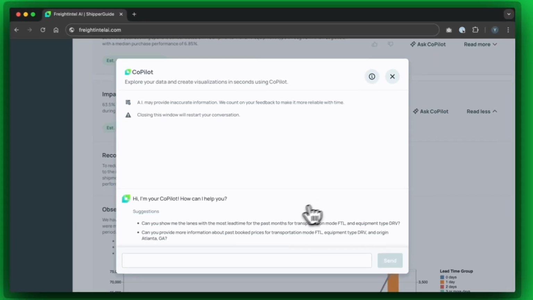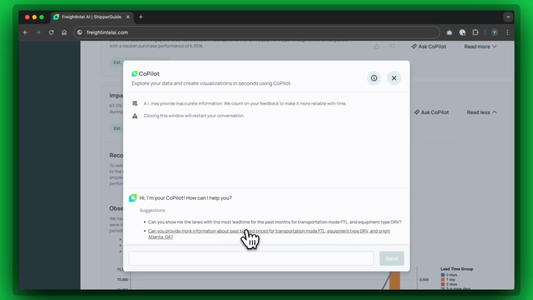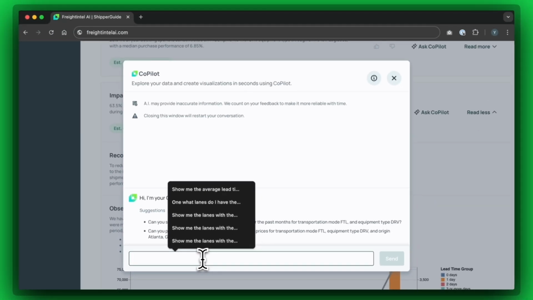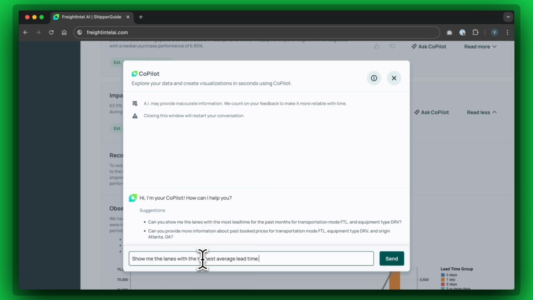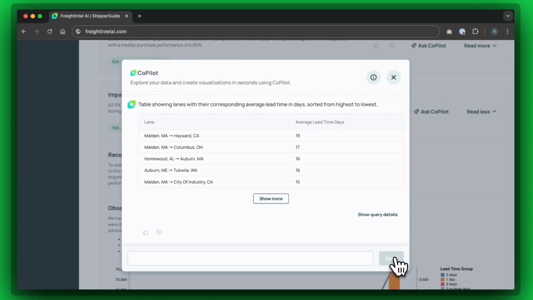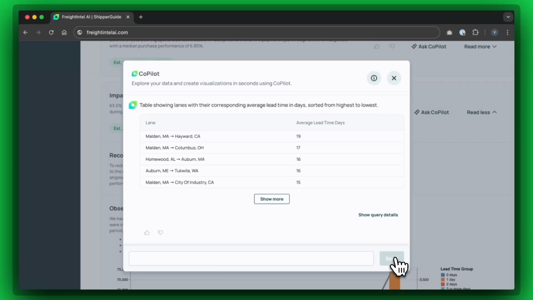CoPilot will automatically suggest some questions to ask regarding the insight and observations, or the shipper can type in their own questions or requests. For example, the shipper could ask, show me the lanes with the highest average lead times. Almost instantly, CoPilot can share a chart of the lanes in ranked order by average lead time.